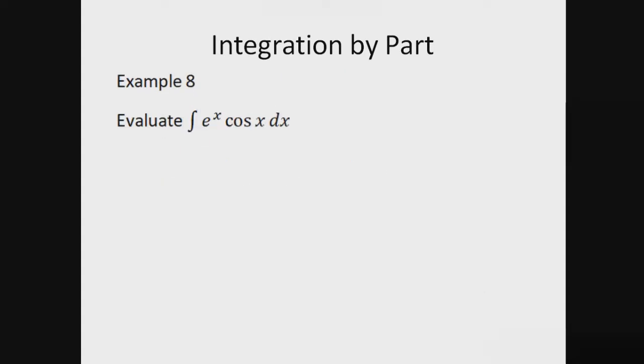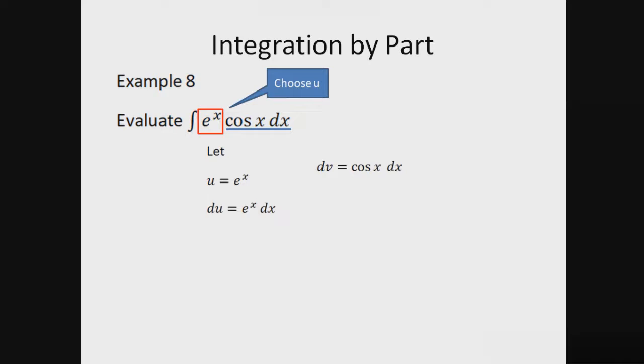Example 8. Evaluate the integral of e to the power of x cos x dx. We choose e to the power x as u according to the LIPET rule. So we get u is equal to e to the x. The rest of the integrand, cos x dx, we note as dv is equal to cos x dx. Then we solve du, and we get du is equal to e to the x dx. At the dv part, we integrate, so we get the integral of dv is equal to the integral of cos x dx.